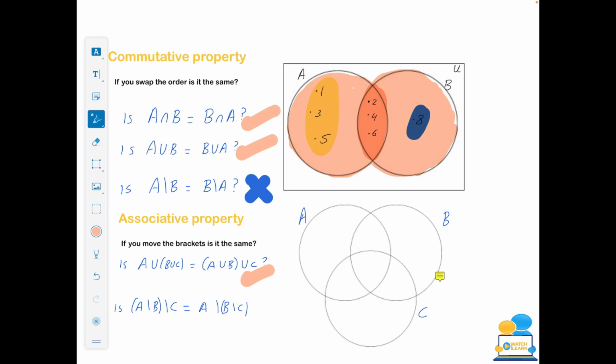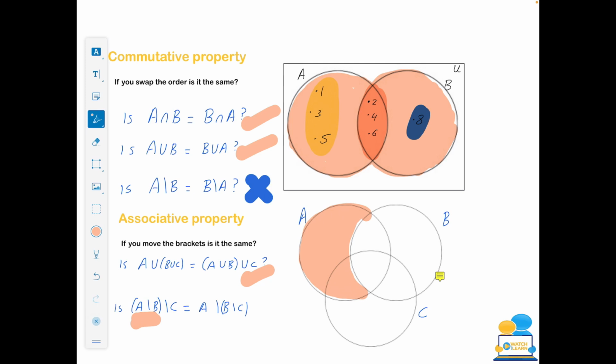Now for set difference. The first thing we're going to do is what's inside the brackets. So this is going to tell us to do A without B. So what's in A that's not in B? We'll do that again. What's in A that's not in B is all this section here.